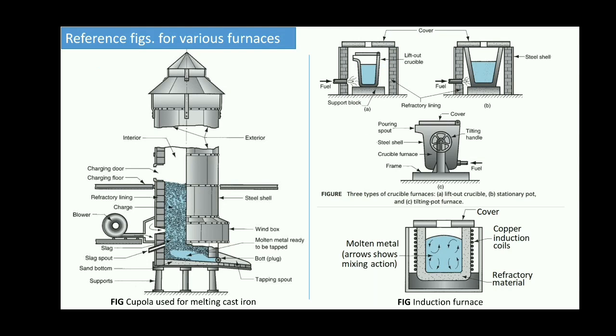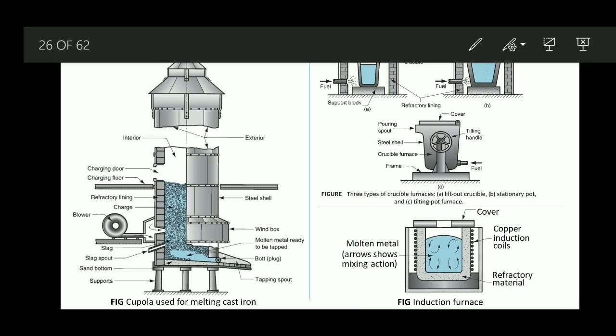In this figure I have included some of the types of furnaces which are used with versatility. The first figure shows a cupola, which is used basically for melting cast iron. It has various parts: the exterior shell, the ceiling, a wind box, and definitely the charging door and charging floor. From here the blower will be there, and all those things.